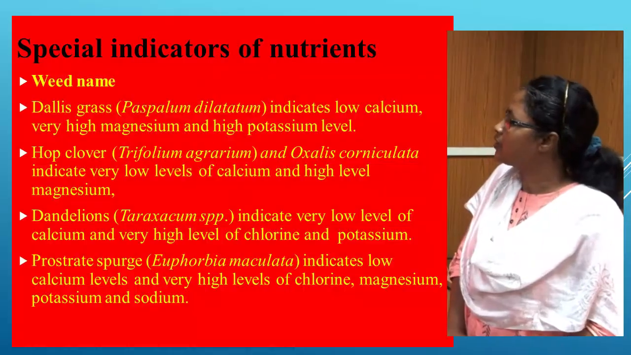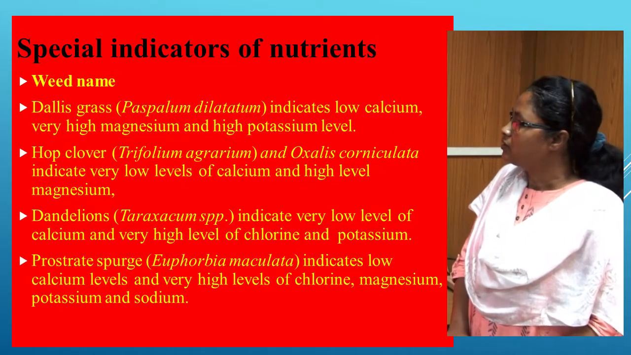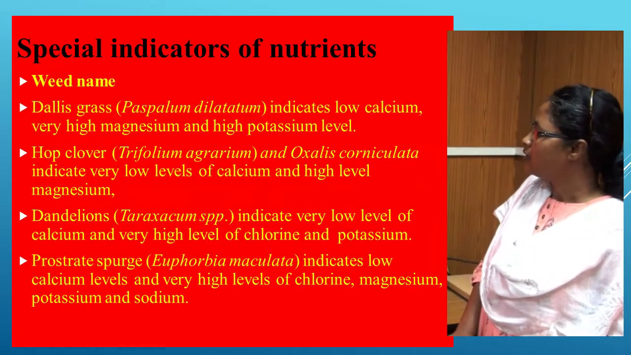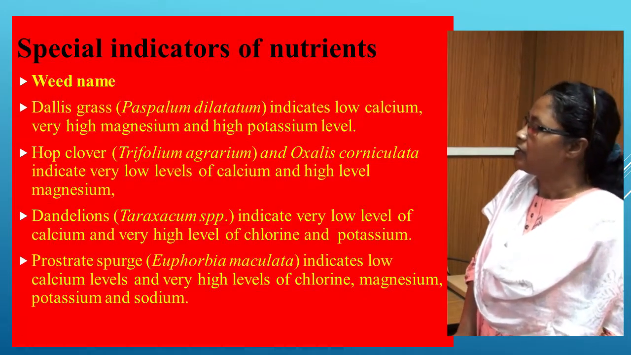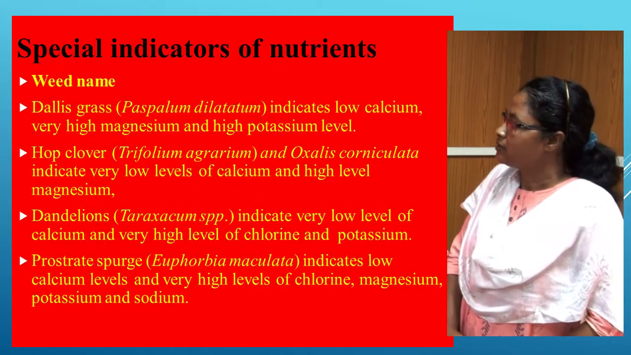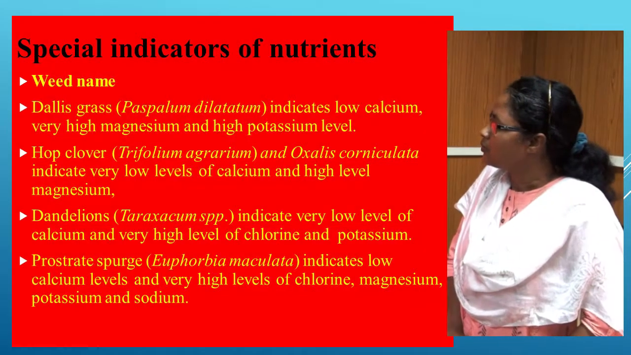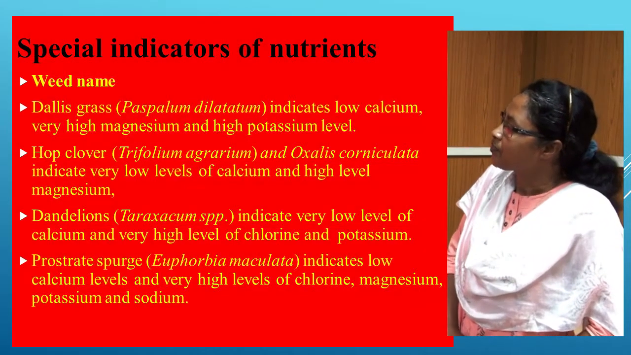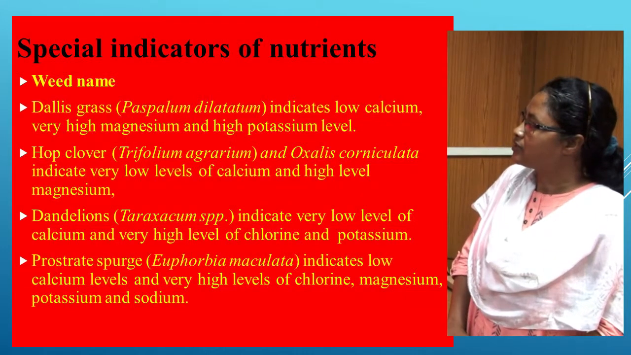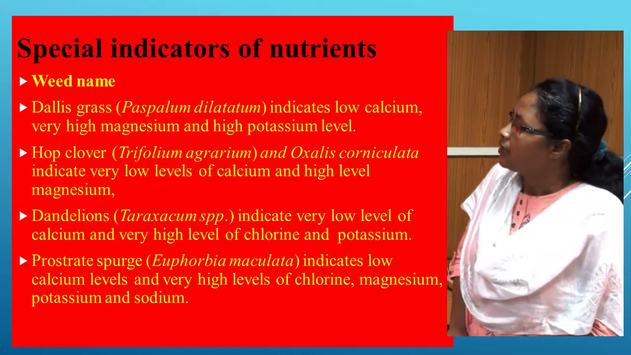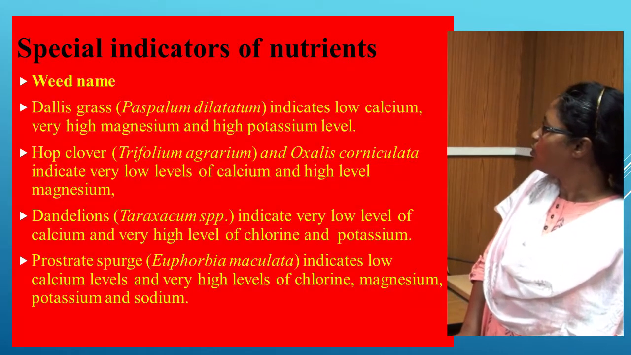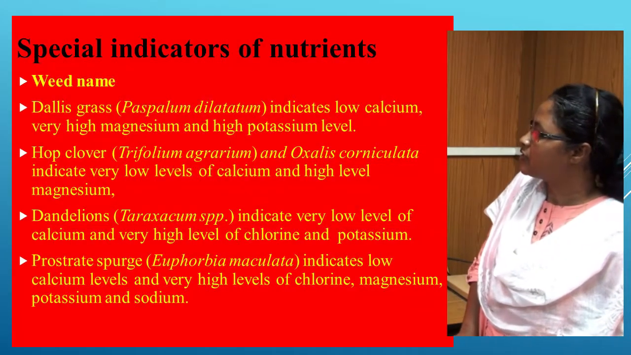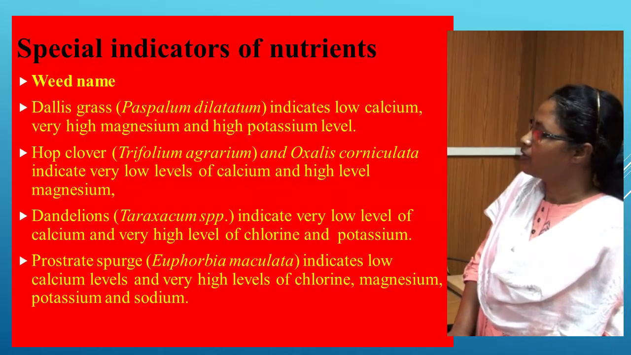Next is a special indicator of nutrients. They are found only where that nutrient is low or high, so these are also called special indicators of nutrients. The examples of these weeds, I am reading here. Dallis grass, that is Paspalum dilatatum, indicates low calcium, very high magnesium and high potassium levels.